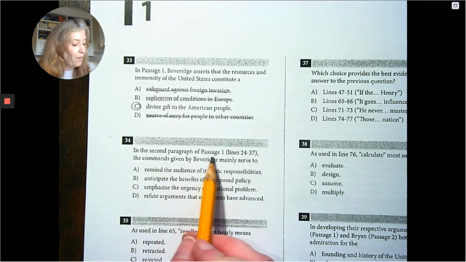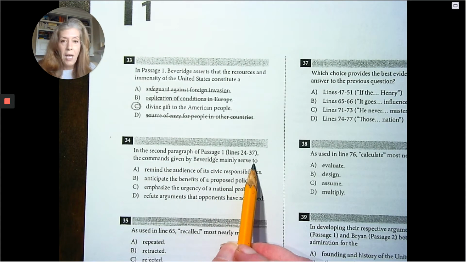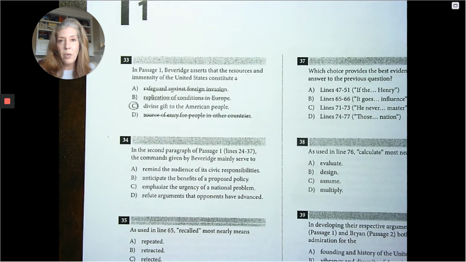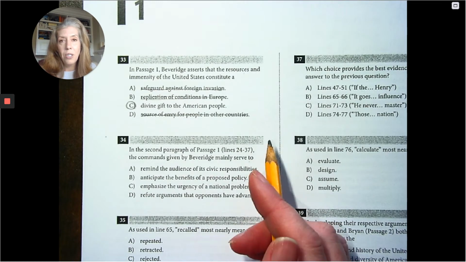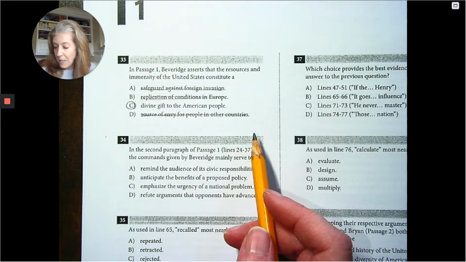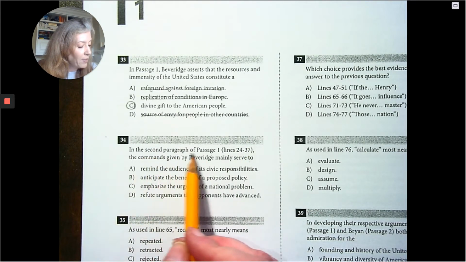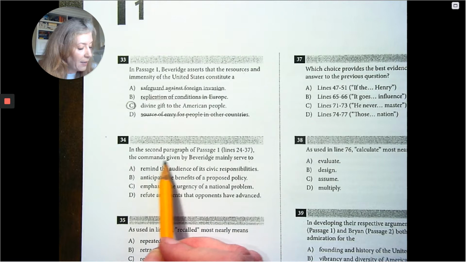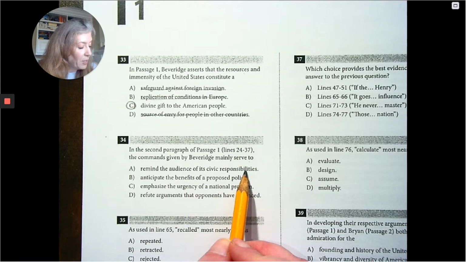In the second paragraph of passage 1, the commands given to Beveridge mainly serve to, again, what we want to try to do, although most people in your testing room will flip back and reread lines 24 to 37. Let's see if it's possible for us to kind of eliminate our way down before we flip back. And then if we do have to flip back for a quick reminder, at least we know exactly what we're looking for. So in the second paragraph of passage 1, the commands given to Beveridge mainly serve to remind the audience of its civic responsibilities.